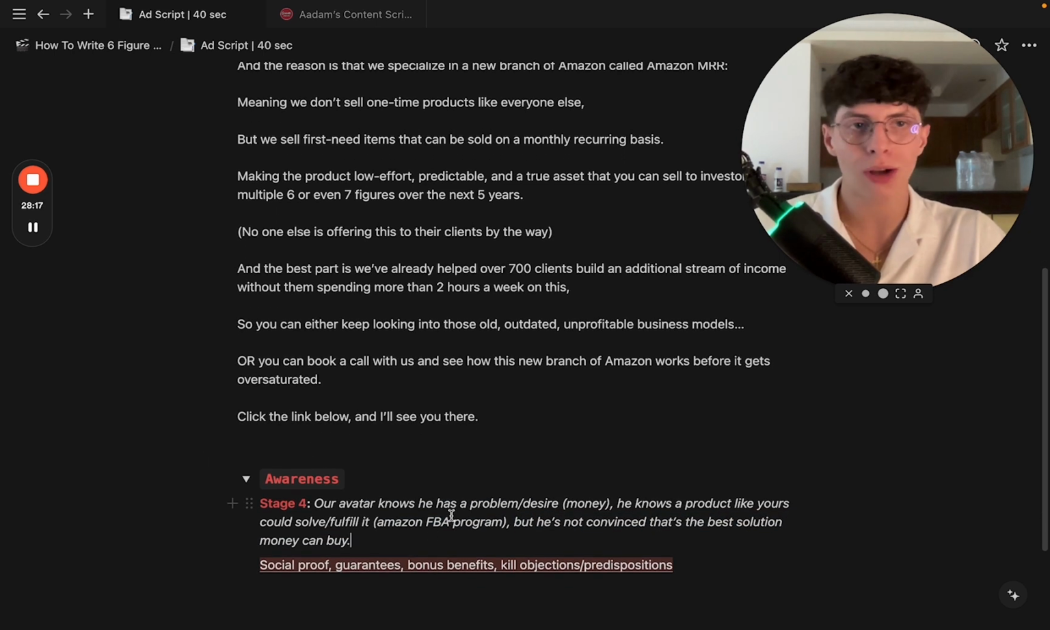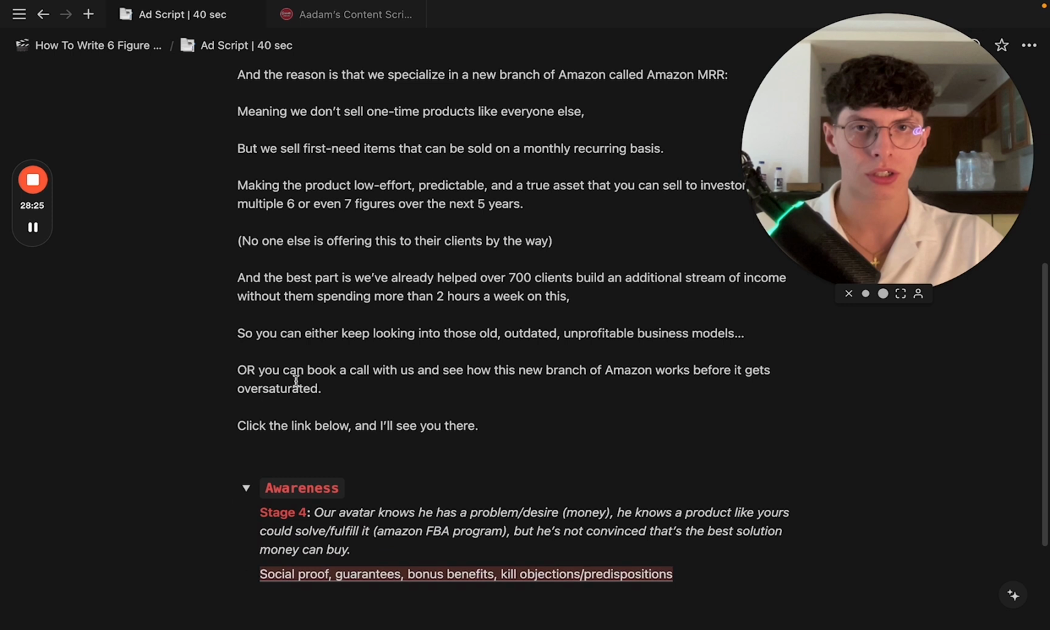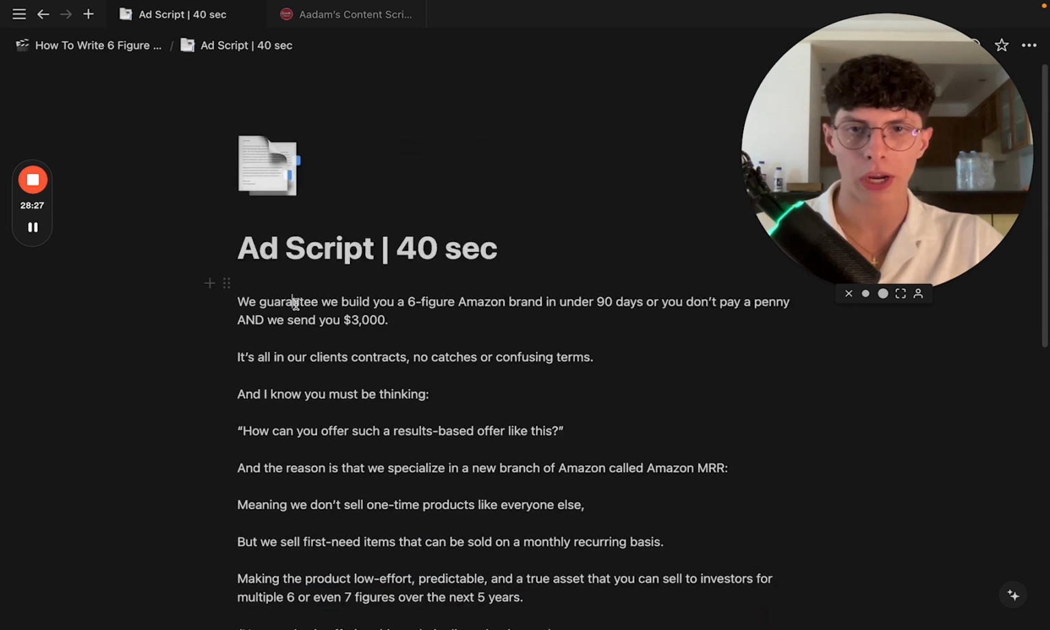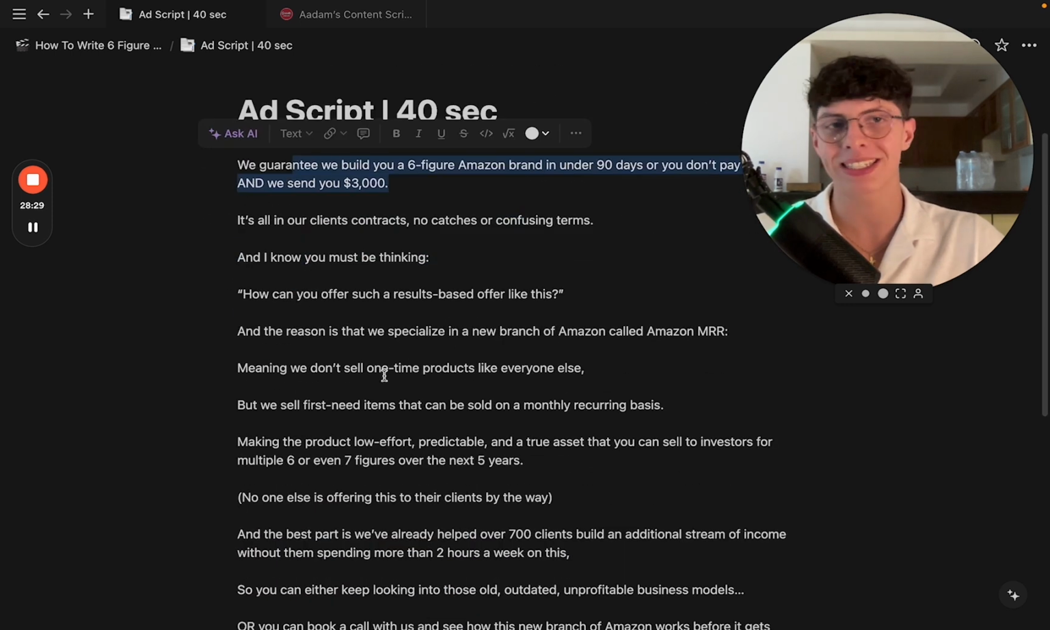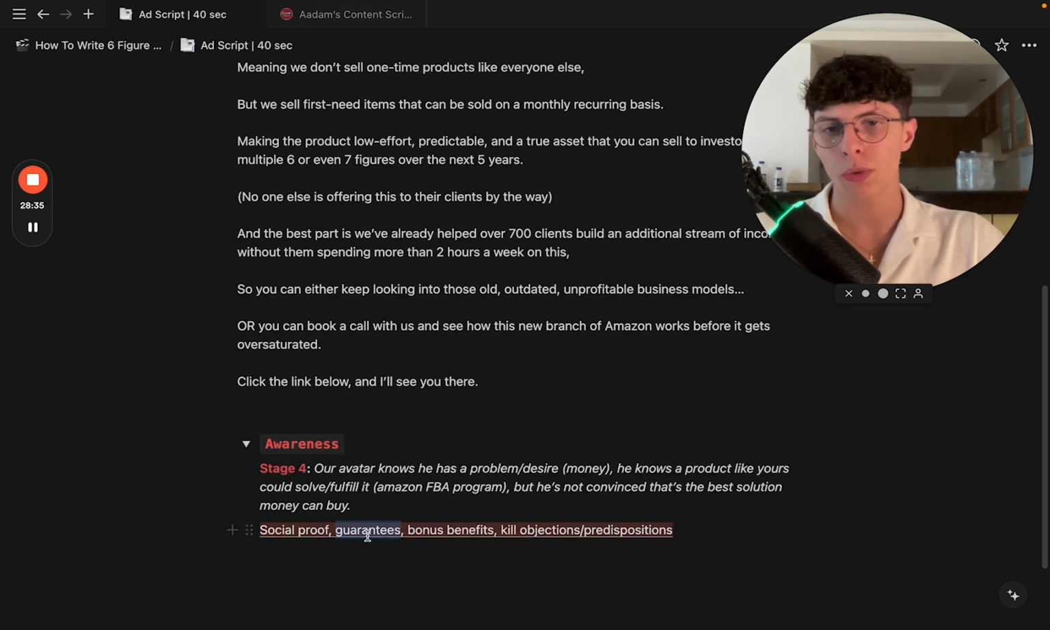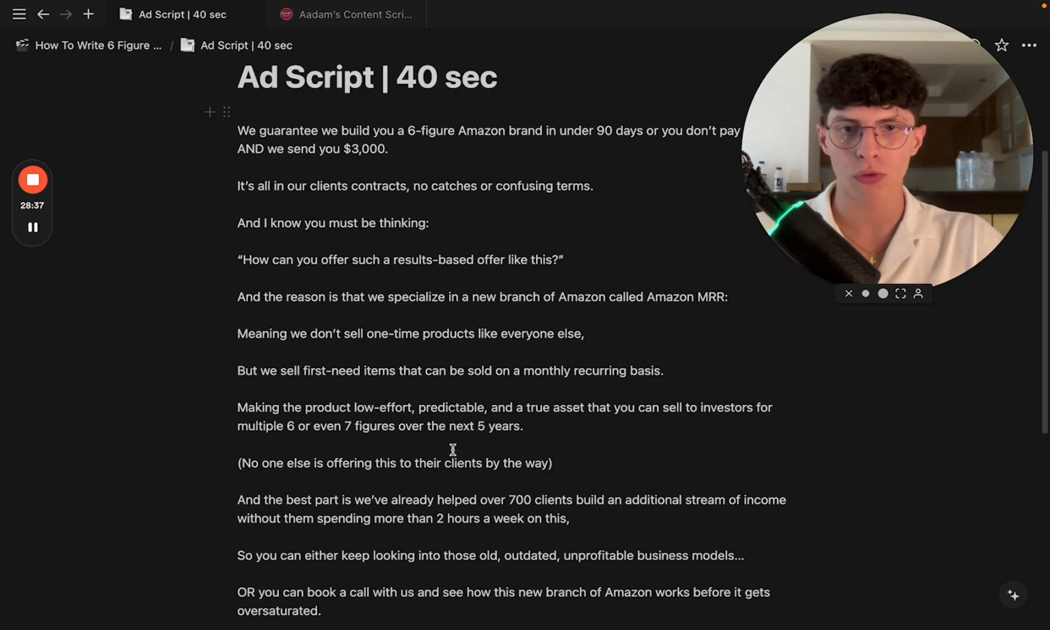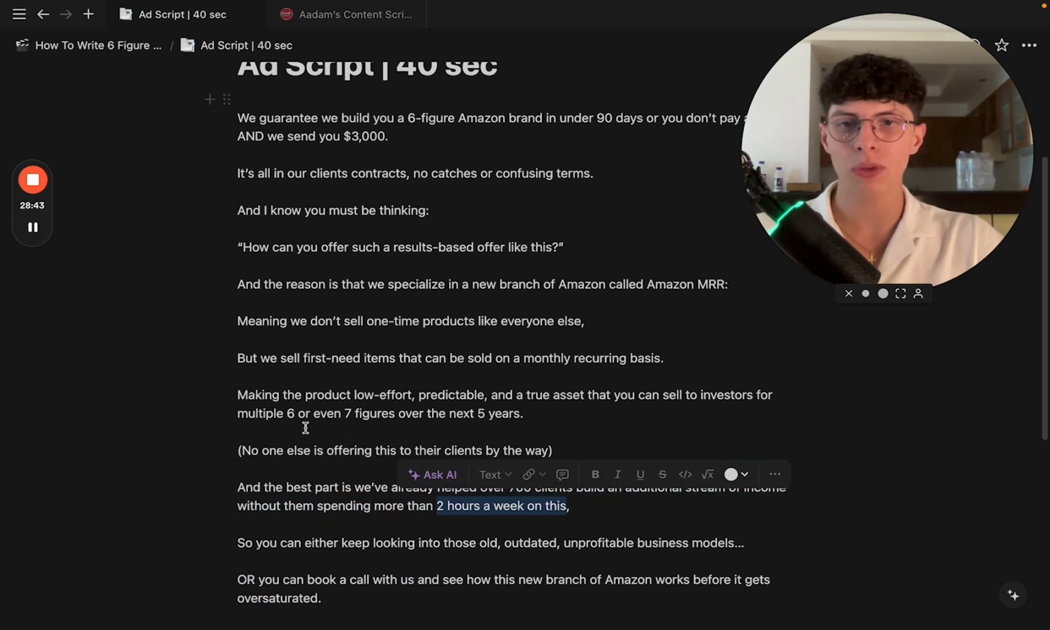And how do I know that? Because in this script we see social proof, guarantees, benefits, and we kill objections and predispositions. We have a guarantee up here, we guarantee you, that already tells me it's stage 4, because when it's stage 3, you never do a guarantee. They're not ready for a guarantee yet. So we do the guarantee, we have the social proof here, and we help over 700 clients build an additional stream of income, doing only 2 hours a week. And then we start killing predispositions.